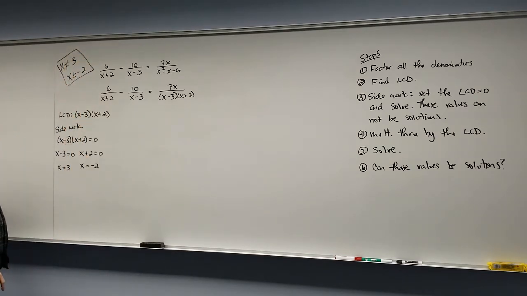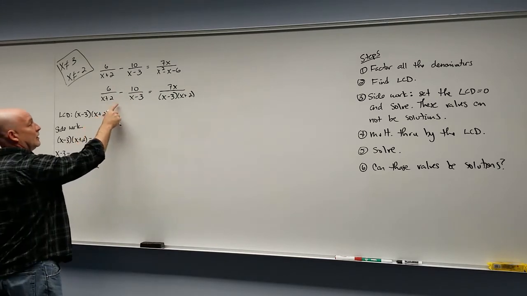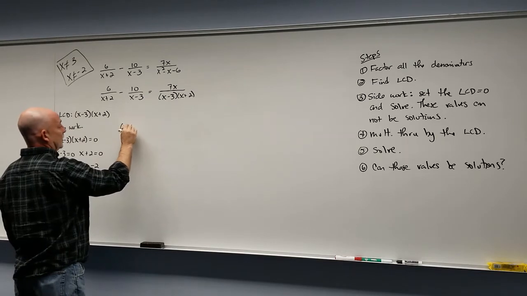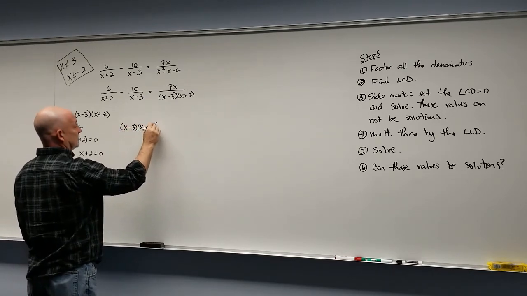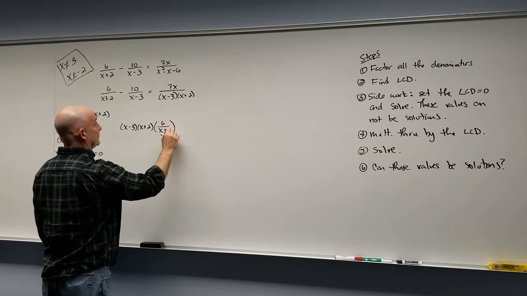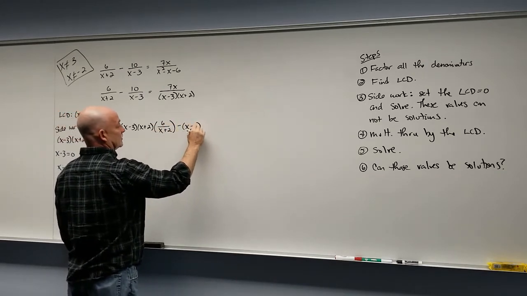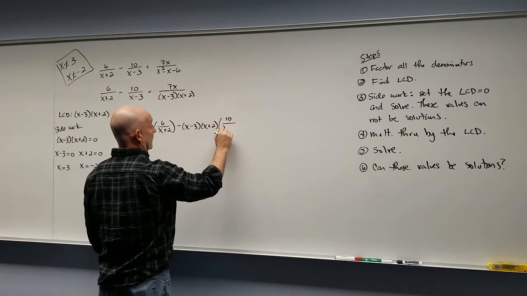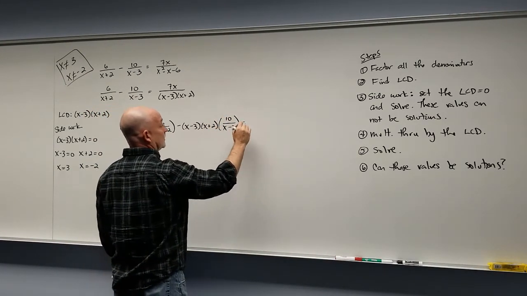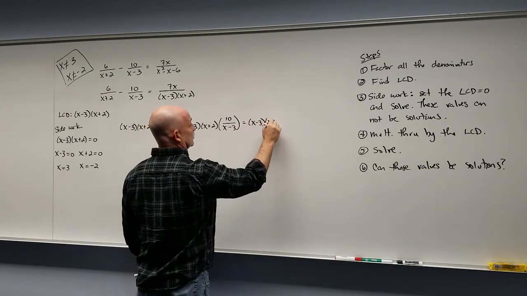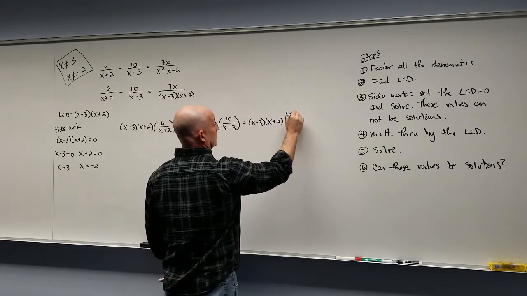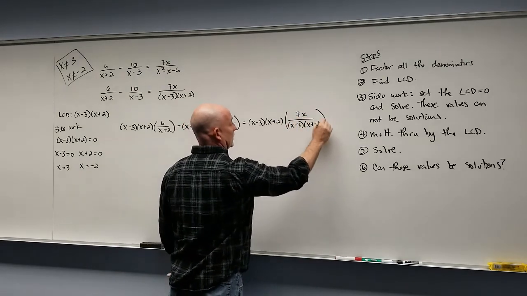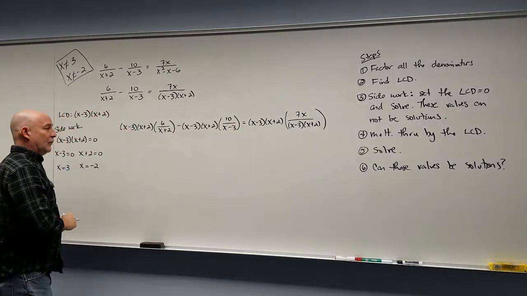All right, so for the long step, now we're going to take our least common denominator and multiply every term by that least common denominator. So that's x minus 3, x plus 2, 6 over x plus 2. X minus 3, x plus 2, 10 over x minus 3. X minus 3, x plus 2. X minus 3, x plus 2. All right, the longer step, make sure you're writing it out though.